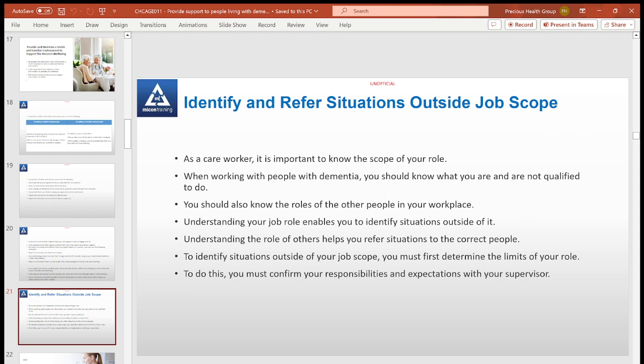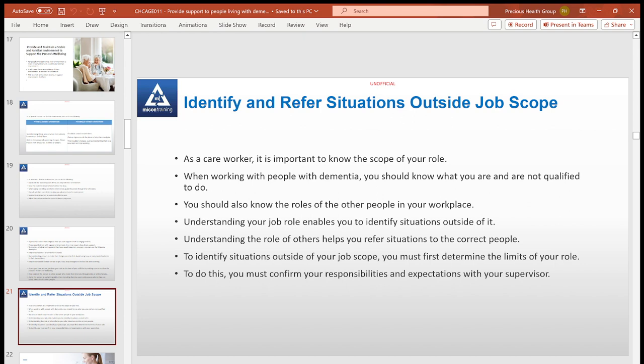Understanding your job role enables you to identify situations outside of it. It also helps you to refer a situation to the right person, probably your supervisor. In most cases, if you are working in aged care, you will talk to your nurses, enrolled nurse or team leader, depending on what is happening at that time.